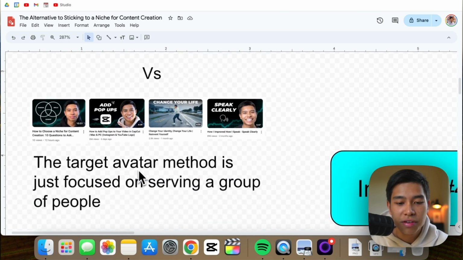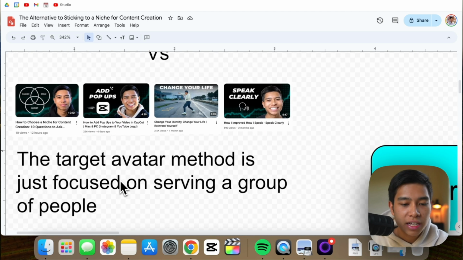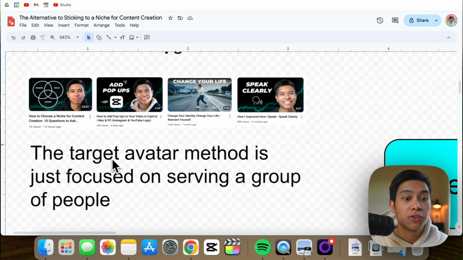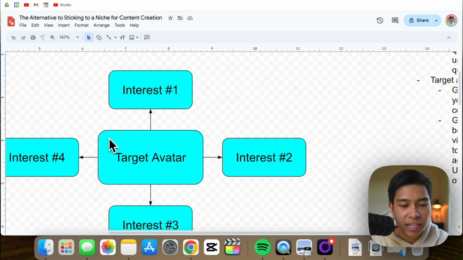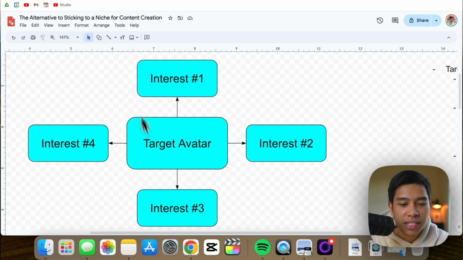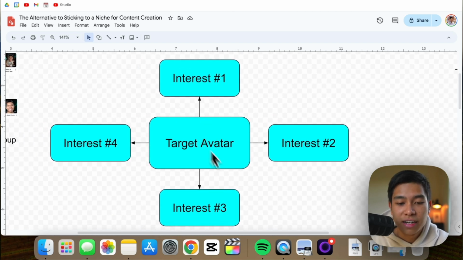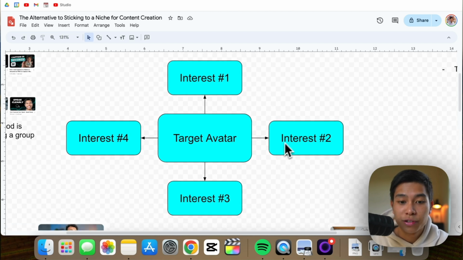Whereas the target avatar method is focused on various problems, but we're still serving a specific group. So here currently on the channel, I'm trying to help content creators. I'm helping them speak more clearly, helping them with their mindset, video editing, high-level content strategy. Notice how these are all various different problems, but I still have a target avatar in mind. Now, here is the depiction visually. This is like an archetype almost of our target avatar, our dream customer, and they have various interests, and we can make content about the various interests they may have or the various problems they may have.